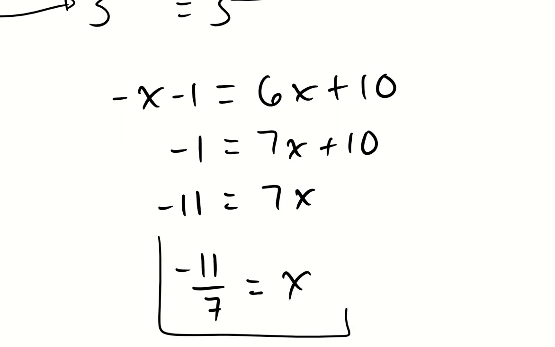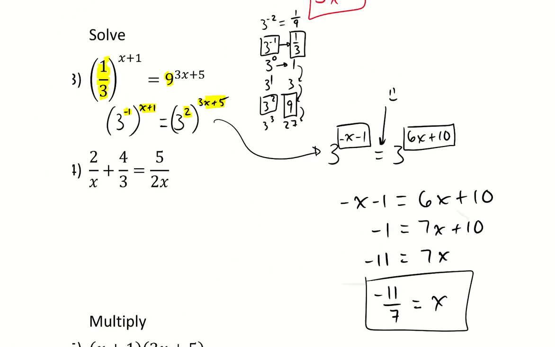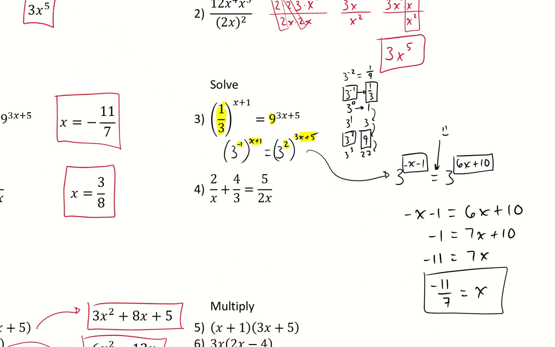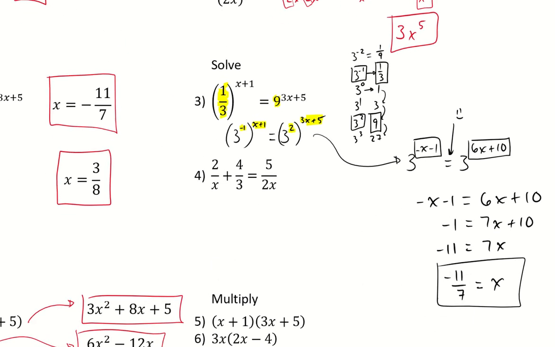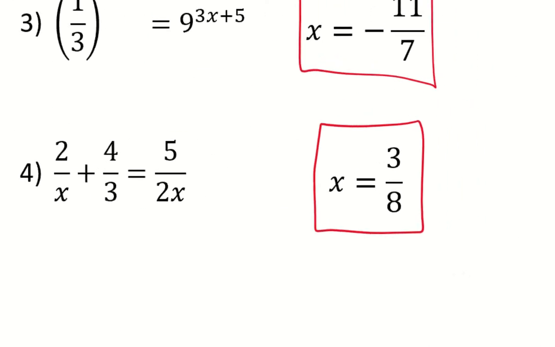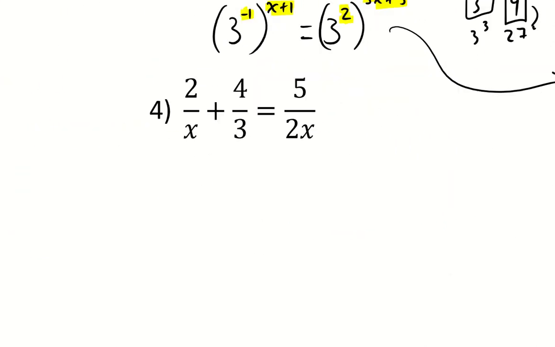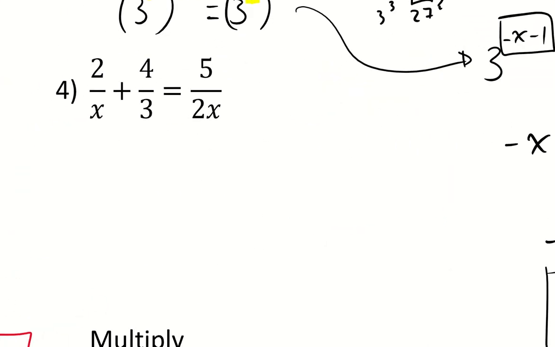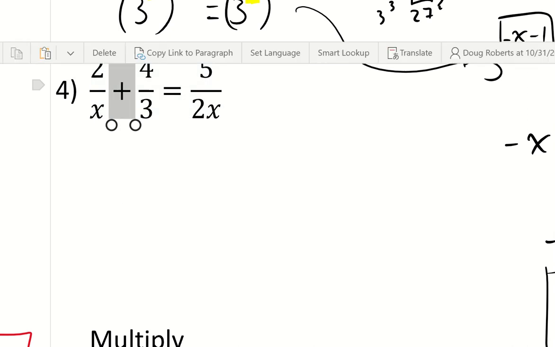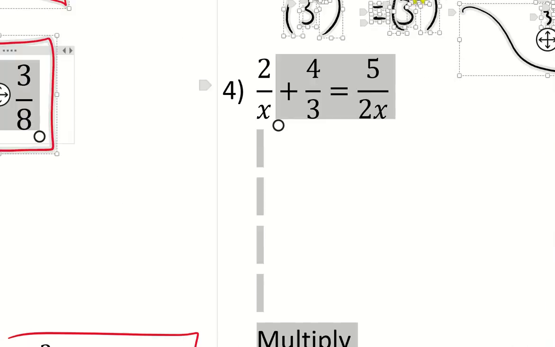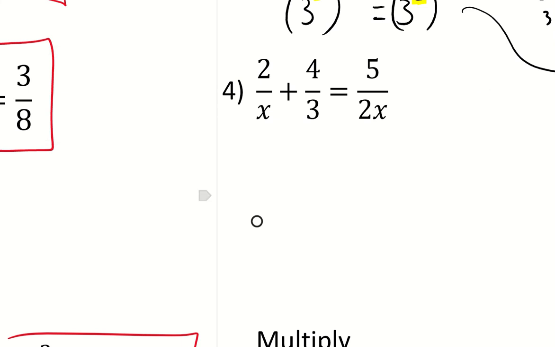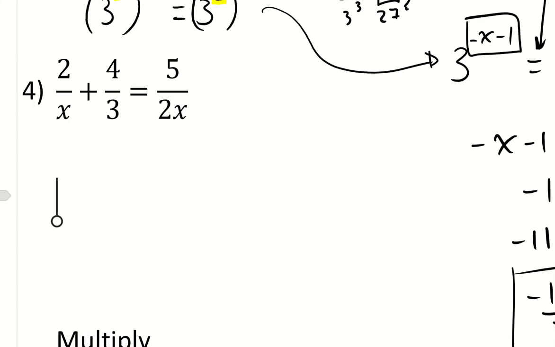So x is negative 11/7, and I hope that's what I got. Yeah, x is negative 11 over 7. All right, let's move on to question number 4. Here's 4. And I don't feel like I have enough room to do 4, so I'm going to take this and move it. Oh no, everything's getting crazy on me. Let's not move anything.